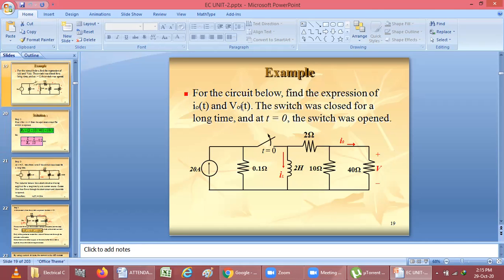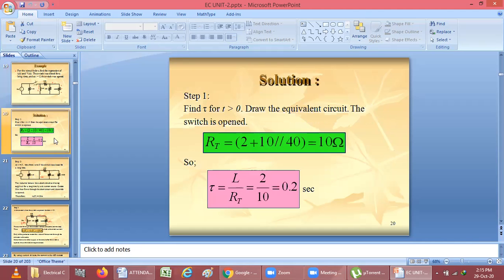R by L into t, so we can write that as t by tau. If you calculate the value of tau here itself, it will be easier to solve the numerical. So now we know L equal to 2 Henry and total resistance we are getting is 10 ohm. So 2 upon 10 will be 0.2 second.